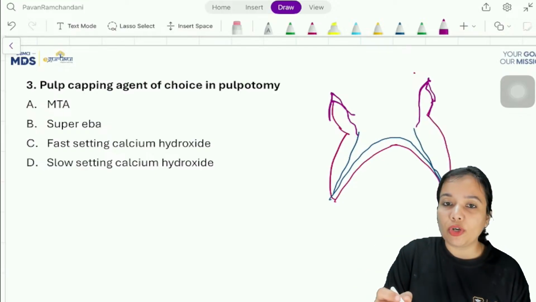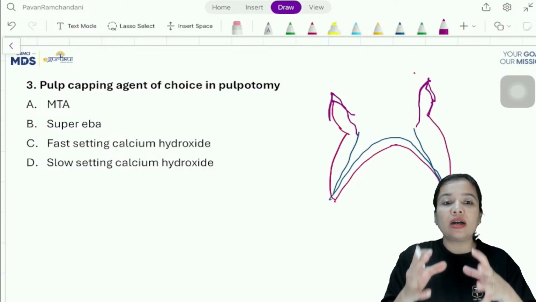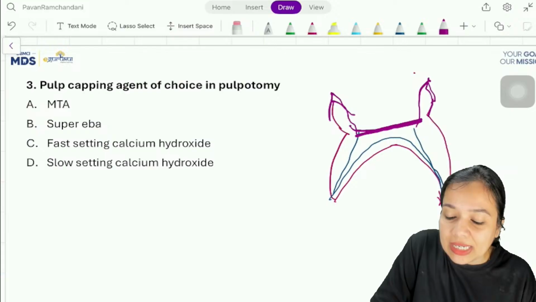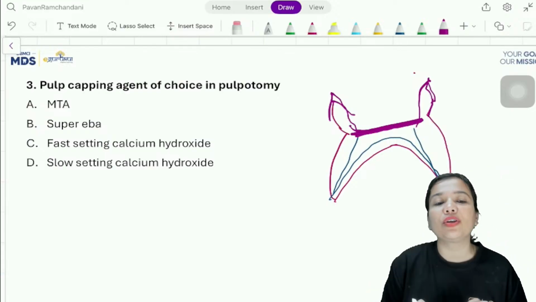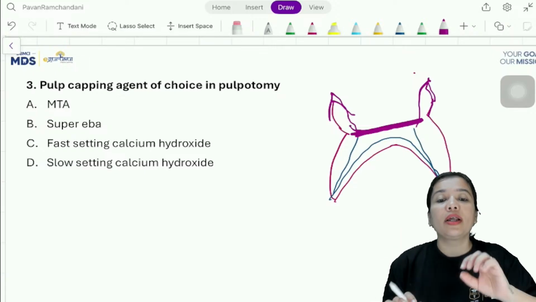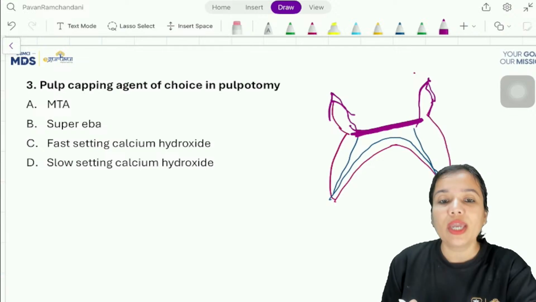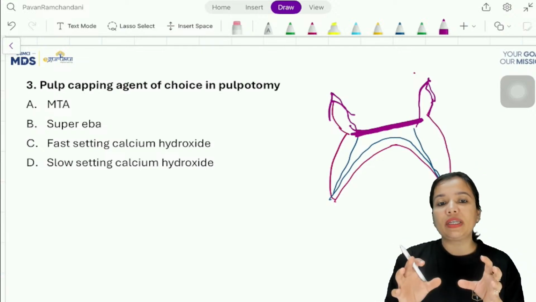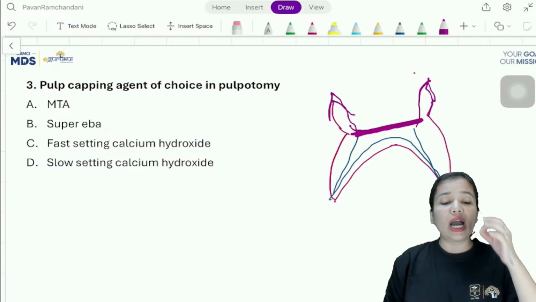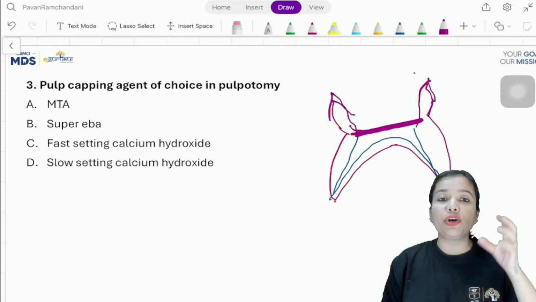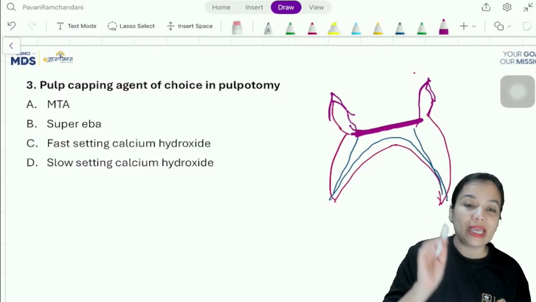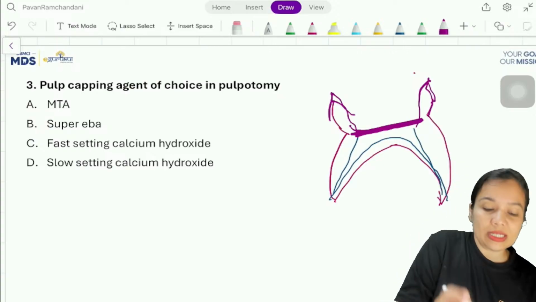So for pulpotomy, what do you do? You place a material such that this particular area is sealed. You want to seal this particular area so that your radicular pulp stumps are not disturbed. Such a material you need to use for completing your pulpotomy. So the ideal pulp capping agent of choice, the ideal material that can be used for pulpotomy, is MTA. So the answer here is MTA.